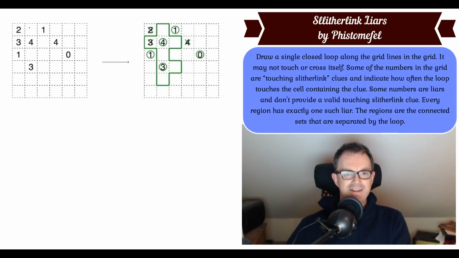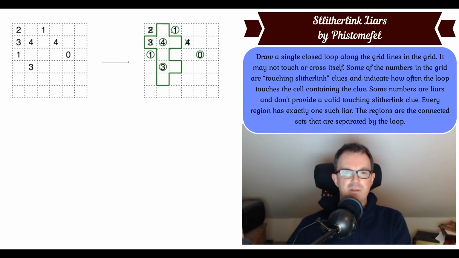So the first thing I'm looking at is this 4. And this 4 in the solution, I can sort of see how that works, because the cell that the 4 is in is touched 4 times by the loop, once at each corner. So here, here, here, and here. So I can sort of see how that works.